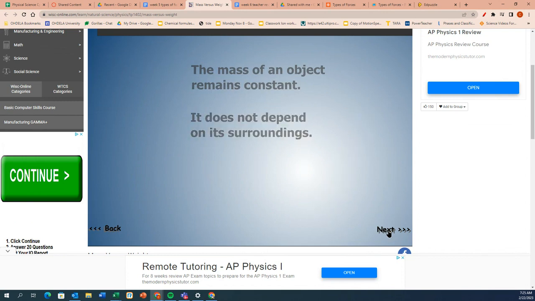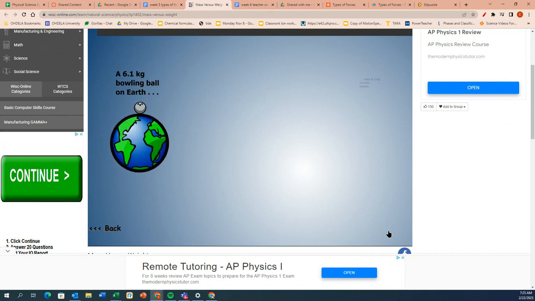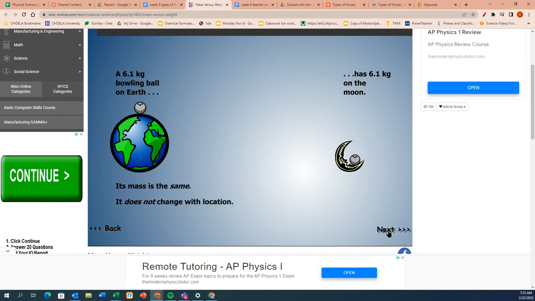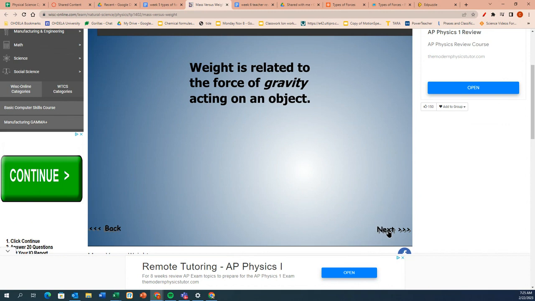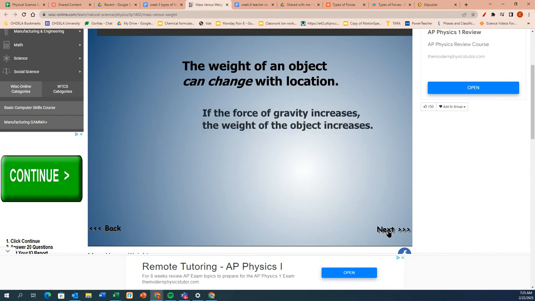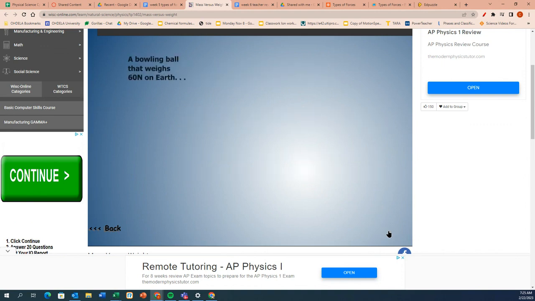The mass of an object remains constant. It does not depend on its surroundings. A 6.1 kilogram bowling ball on Earth has a 6.1 kilogram mass on the moon. The mass is the same, it does not change with location. Weight is relative to the force of gravity acting on it. So the weight of an object can change with location. If the force of gravity increases, the weight of an object increases. If the force of gravity decreases, the weight of an object decreases.